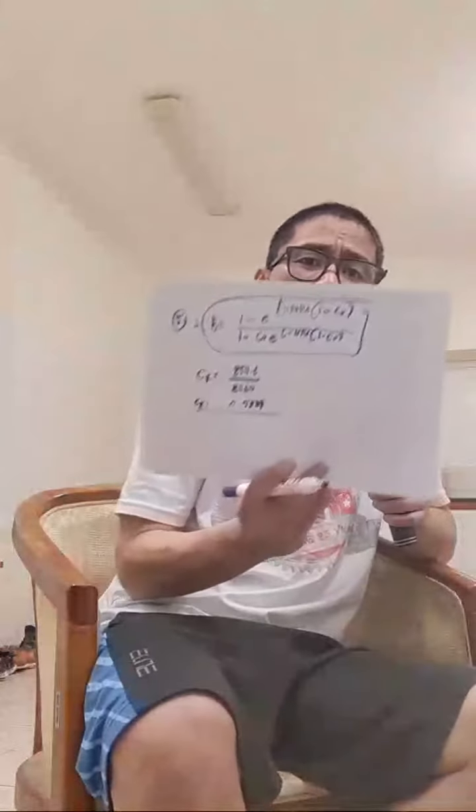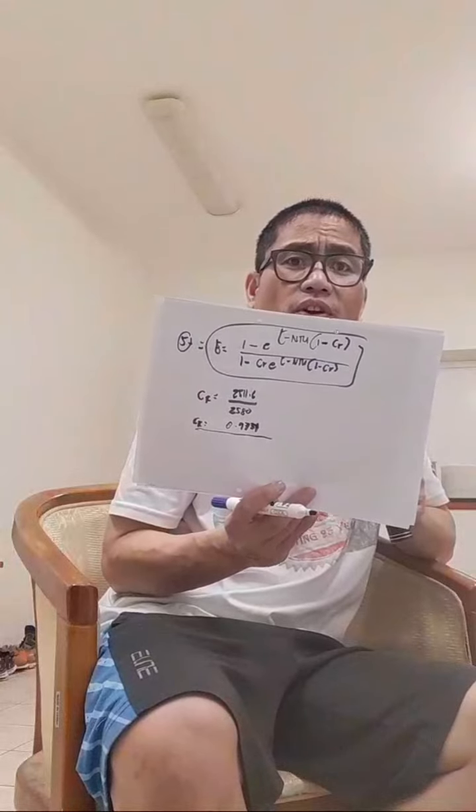So your CR will be how much? Calculator please. 2511.6 divided by 2580 is equal to 0.9734. This will be your CR, 0.9734. So if you now have your CR, then you can substitute this in your equation for the overall efficiency of the rate of heat transfer. Substitute one by one. Since we have the same quantity, solve that quantity first and then substitute later, because it involves an exponential. It's very difficult to do it all at once.